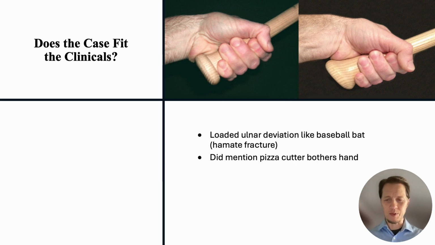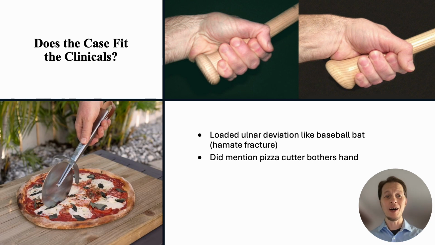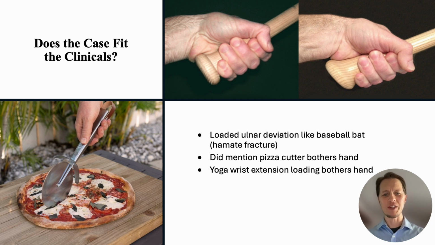She didn't have this. She wasn't swinging baseball bats or golf clubs. But interestingly enough, she said, yeah, when I really lean into that pizza cutter, I do get symptoms in my hand. And that was a first. I haven't had that. I don't know if anyone had any case of Guyon's canal entrapment from a pizza cutter, but hey, first for everything.